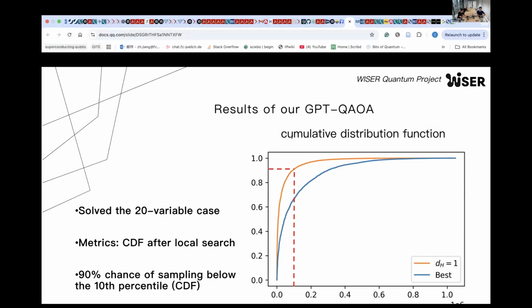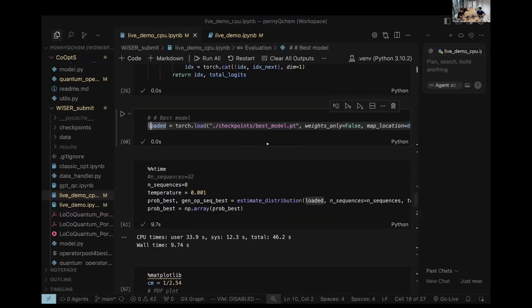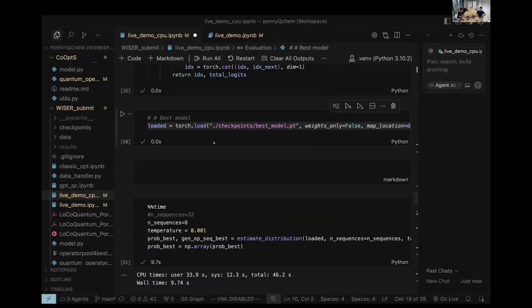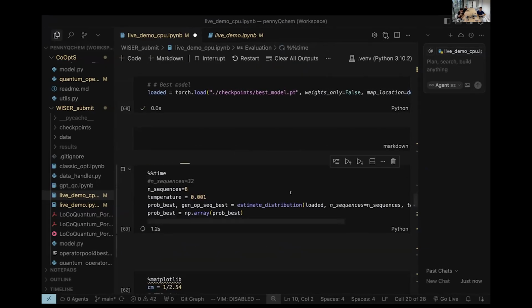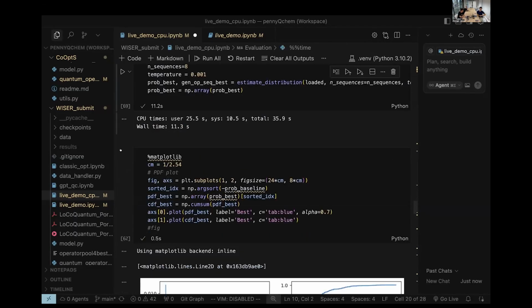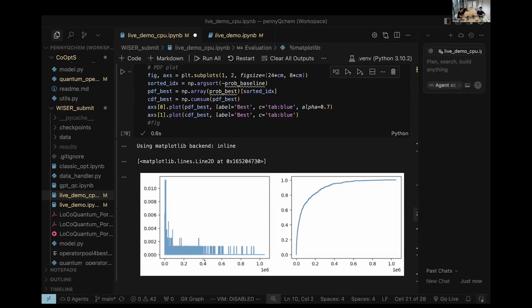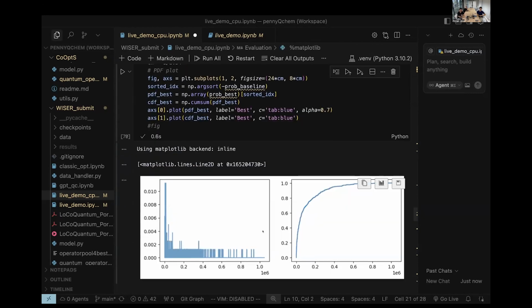I also have a live show here. Do you see my code? I'm going to skip the training part, and here we directly load the best model. The GPT is already trained, and we do the sampling step. In this step, we use the best GPT model to generate 8 QAOA circuits and then do the measurements, or simulate the measurements, to get statistics. It's taking about 10 seconds on a CPU. This is the raw data without any post-processing.